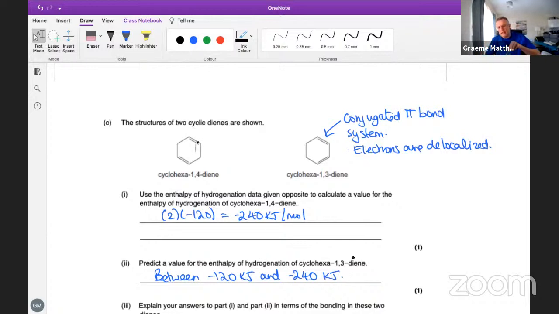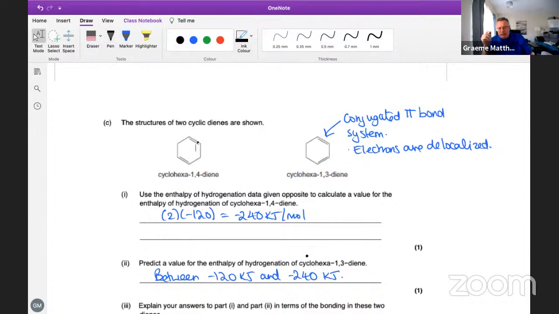It goes pi, sigma, pi, right? So therefore, the value must be above the value for a 1 pi bond, minus 120. It's got to be below the value of 2 pi bonds, which is minus 240. It's somewhere in the middle.